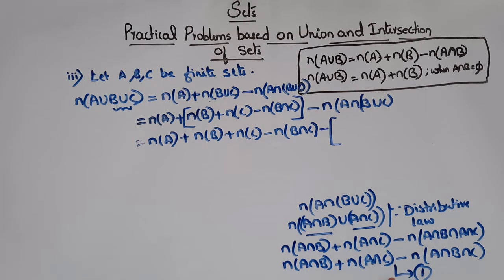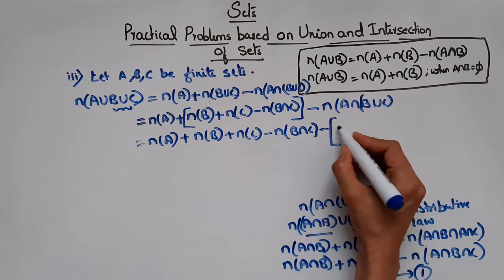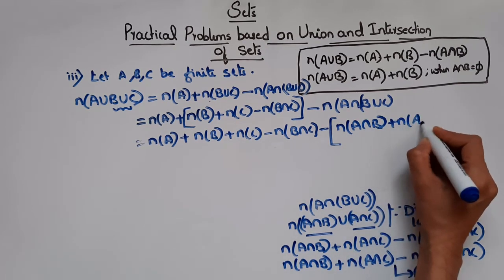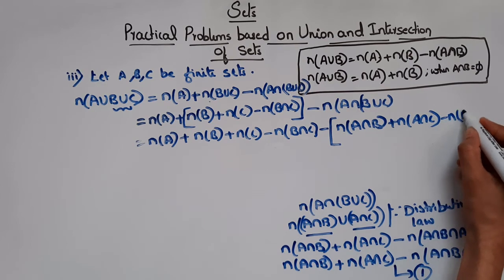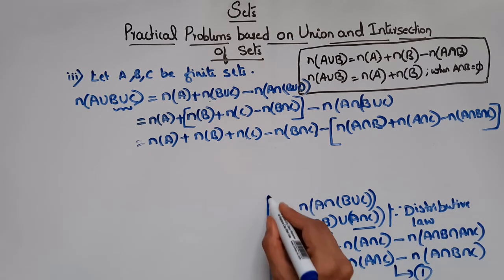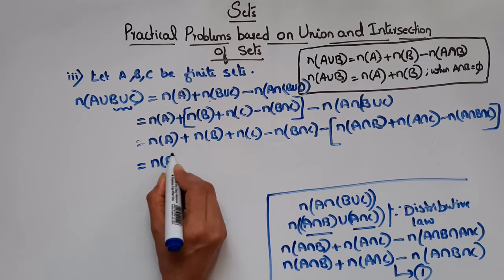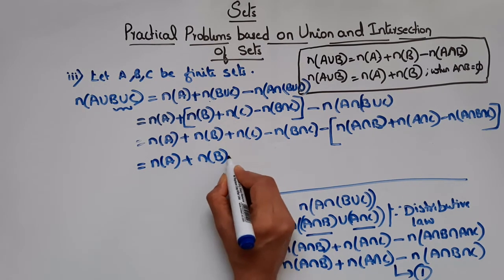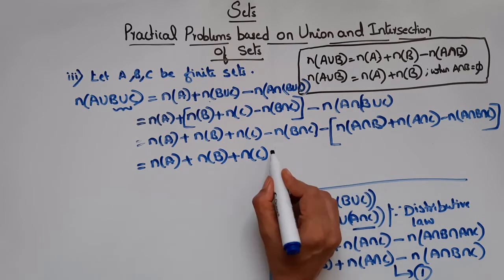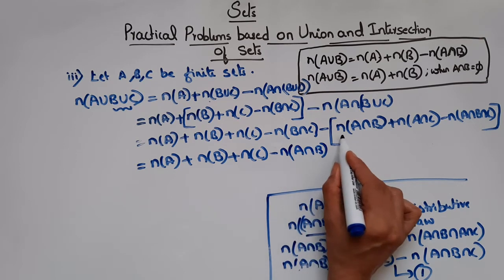Now let's substitute equation 1 here. So here n of A intersection B union C is n of A intersection B plus n of A intersection C minus n of A intersection B intersection C, right? So let me write the final answer, the final formula. So this will be n of A plus n of B plus n of C. We will write this term first. So minus into plus is minus n of A intersection B. So this term we have taken.